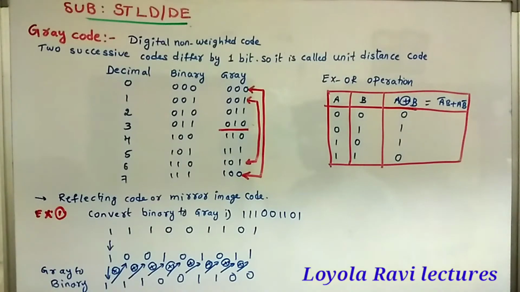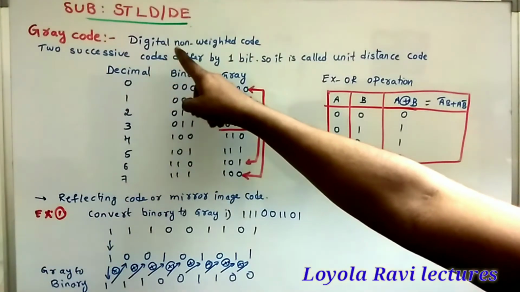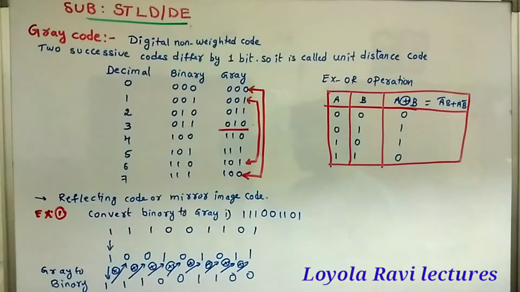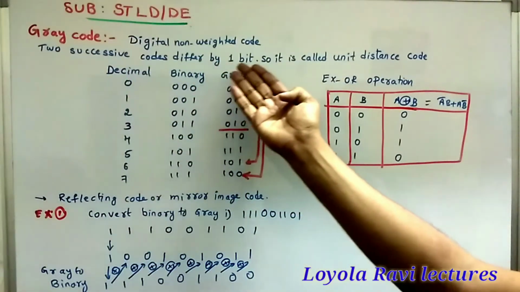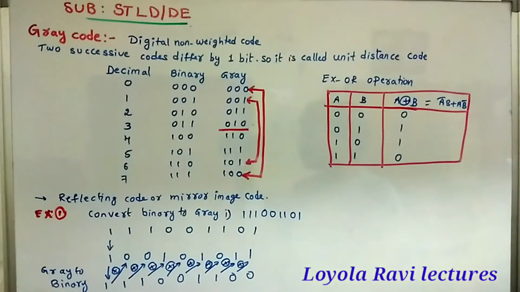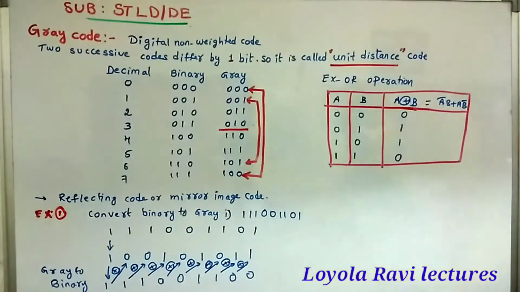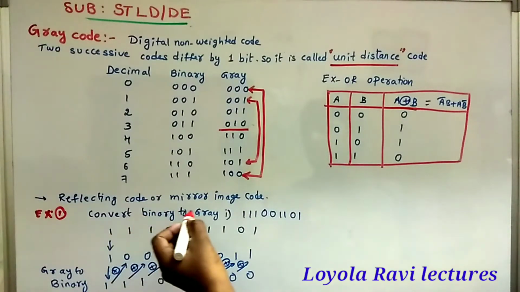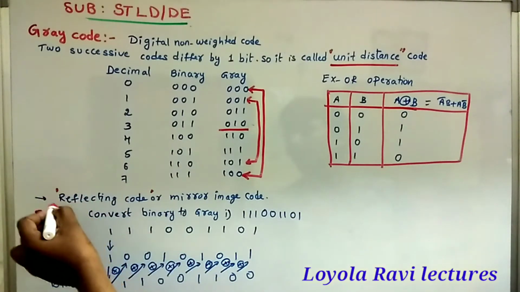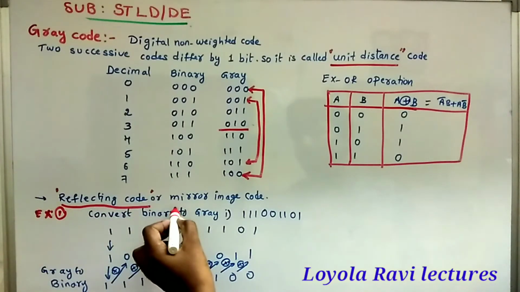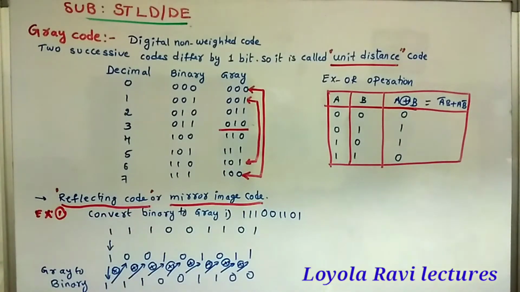So what is a Gray code? Gray code is a digital non-weighted code, and two successive codes differ by 1 bit, so it is also called a unit distance code. Other names also I am explaining here: it is also called a reflecting code, or mirror image code. How these names came, we will see later.